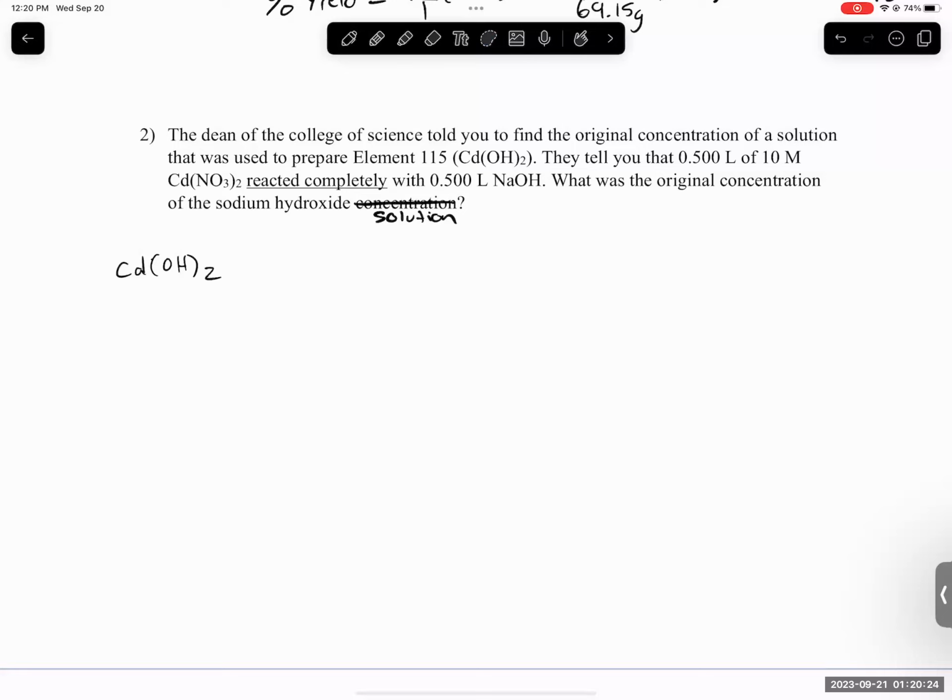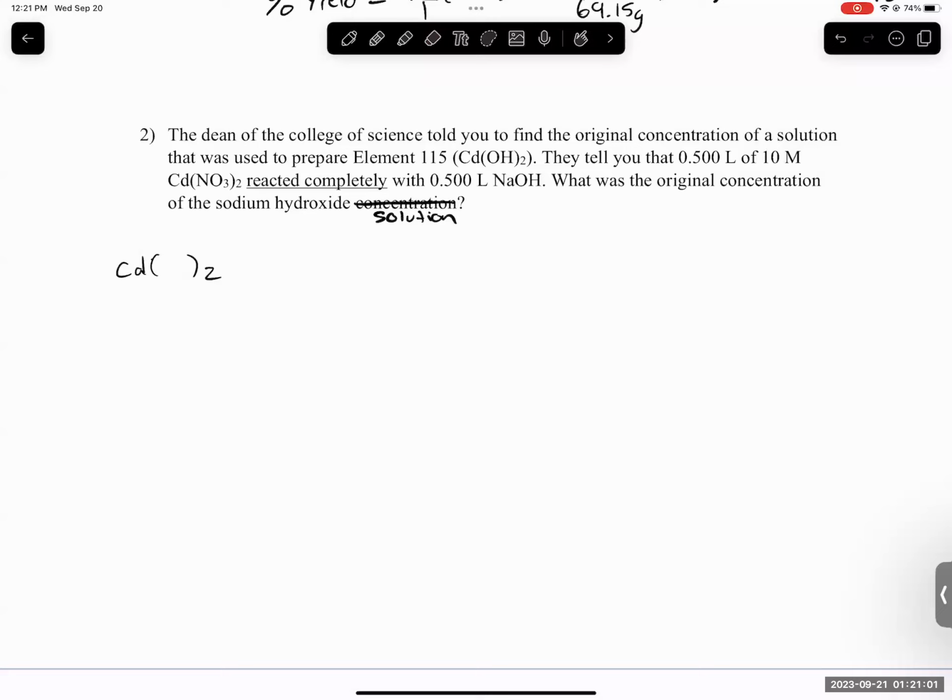How do we know the charge? What if they just gave us the name cadmium, not the formula? How do we know the charge for cadmium, a transition metal? By the subscript, but I'm saying, what if they gave you the name cadmium hydroxide? Shouldn't cadmium hydroxide be on the product side, because it says prepare element 115? Yeah, you're right, sorry.